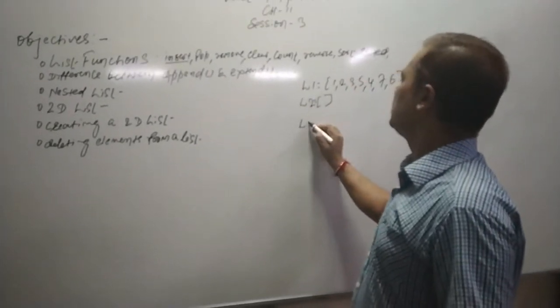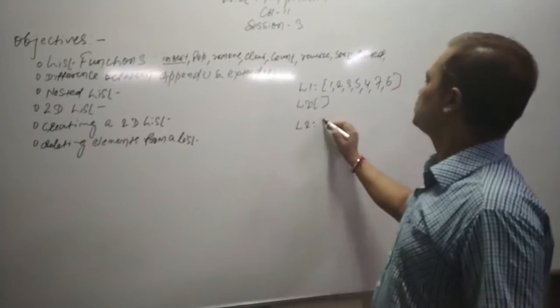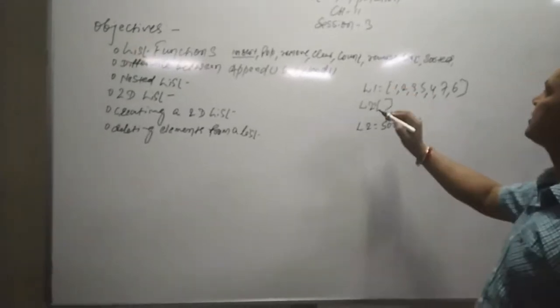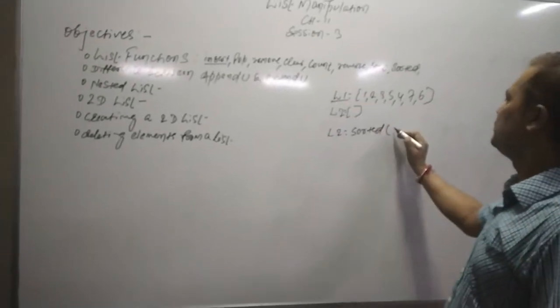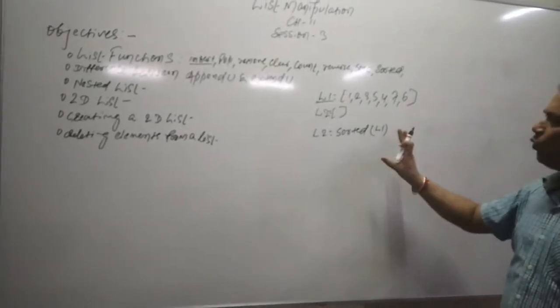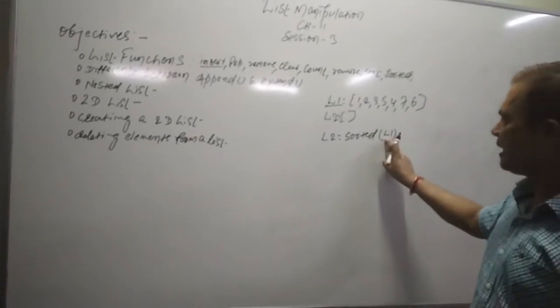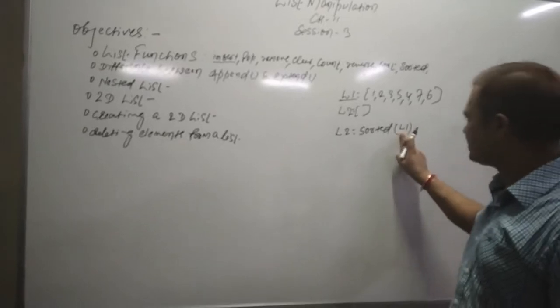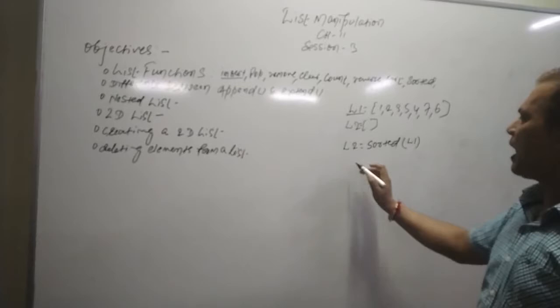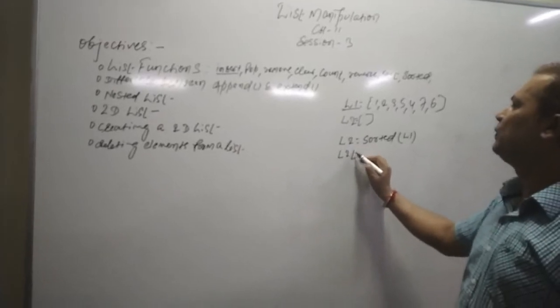You have to say L2 equal to sorted, and sorted is a method. Inside the bracket it takes the list as a parameter. Which list do you want to sort? L1. This is one of the ways. It will take the parameter as a list, sort it, and store it in L2. So the L2 list has been created with the sorting feature.